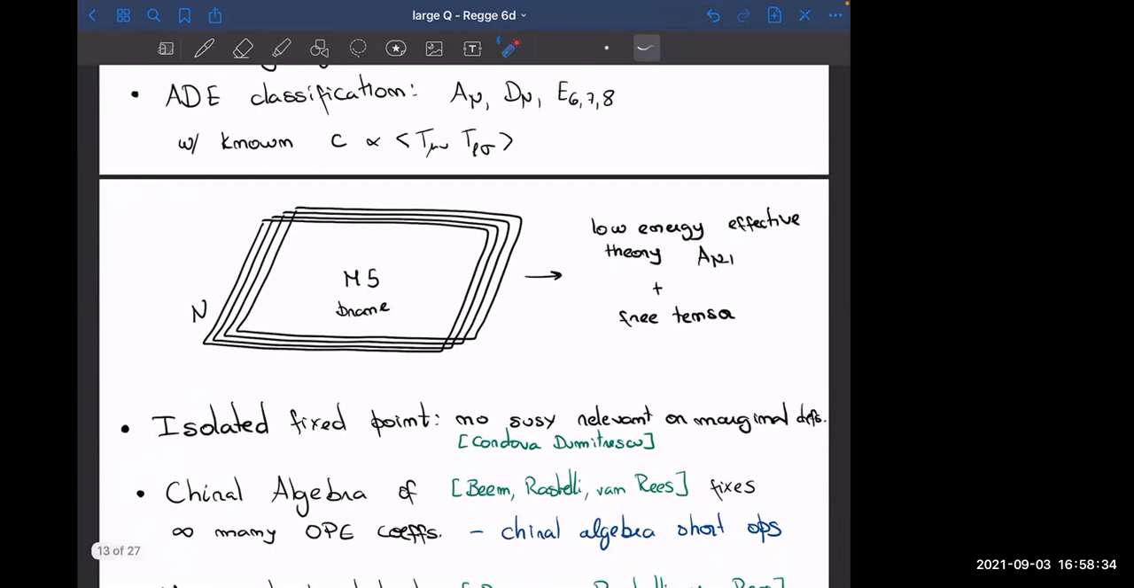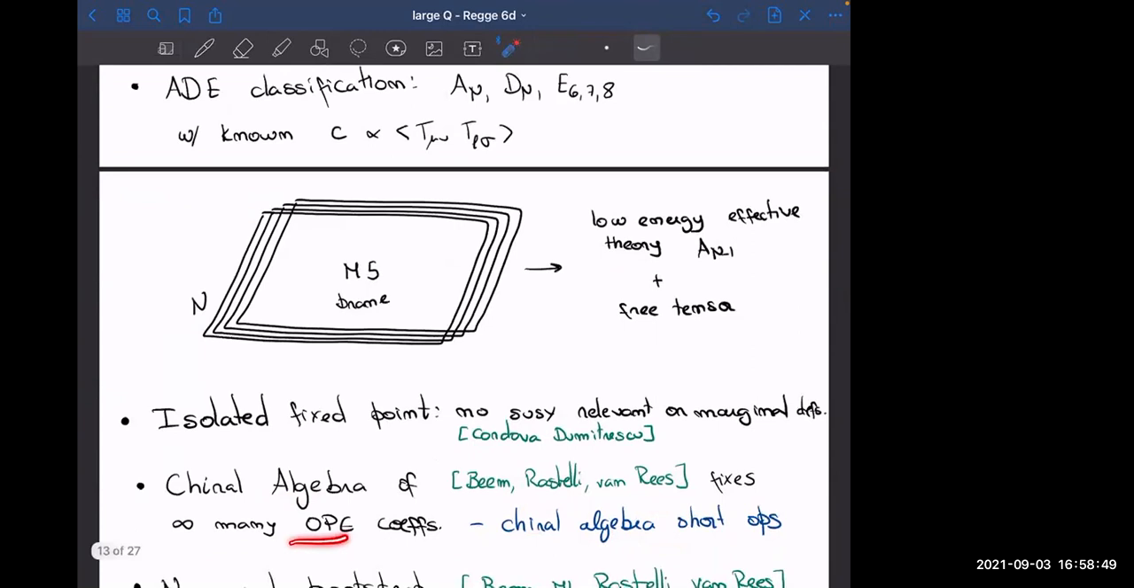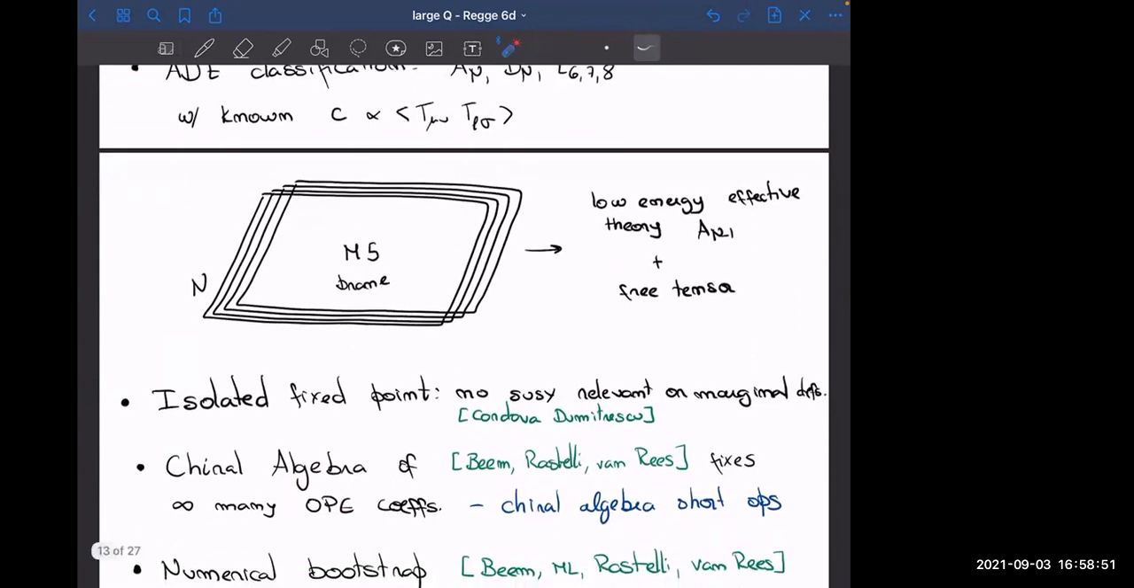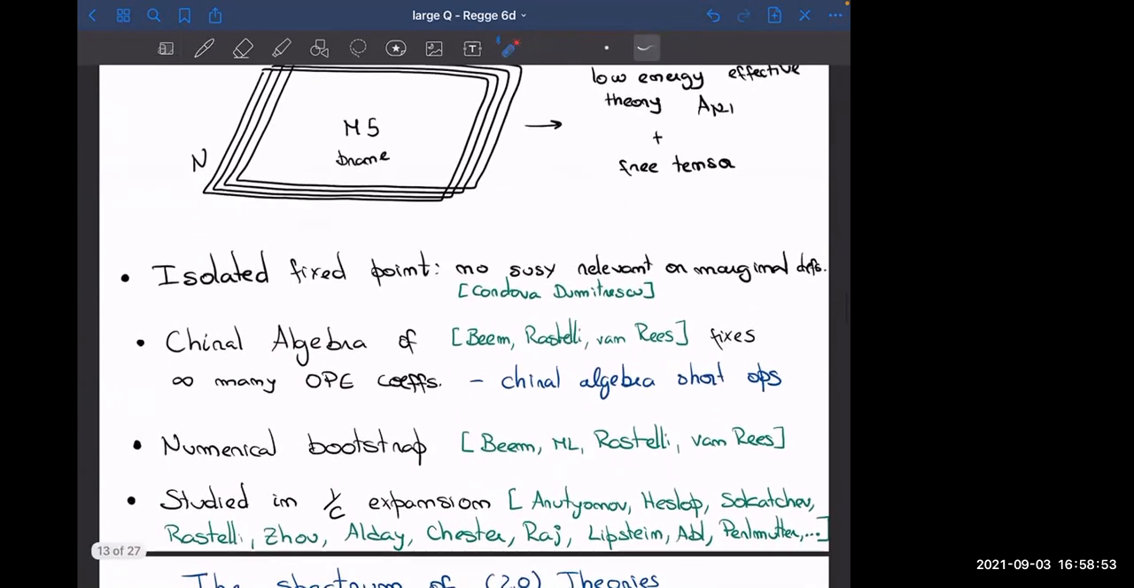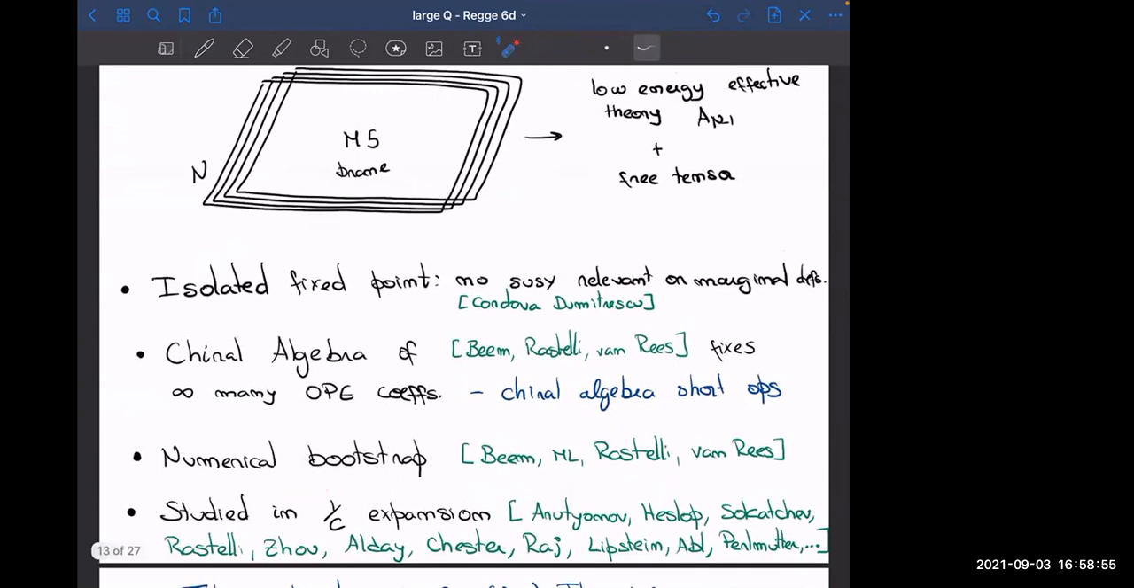There is a protected subsector that is also written down in this paper, and that fixes infinitely many OPE coefficients. So I call the operators that are captured by this chiral algebra the chiral algebra operators. And we know from the start what their OPE coefficients should be. We also did some numerical bootstrap on this series, and they have been extensively studied in 1/c expansions in this list of papers. So I'll be comparing the results with these last 2 points.